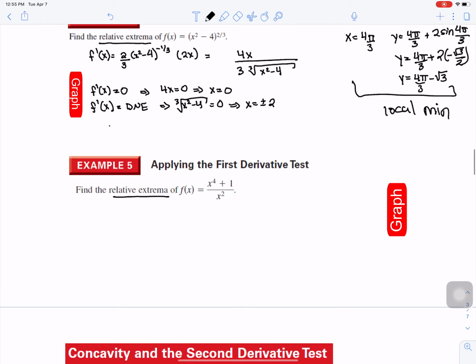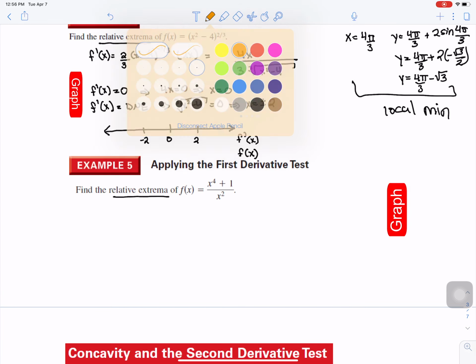I'm going to put those critical values on a number line. So 0, minus 2, plus 2. We put my derivative there. So now I'm going to do this a little bit quicker, and we're going to go through it a little bit faster.